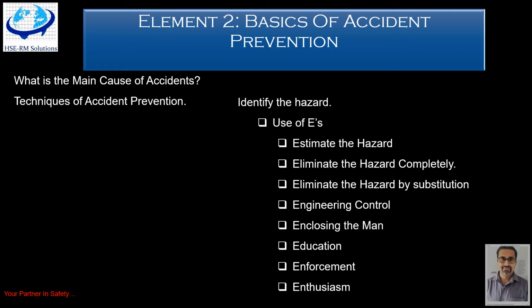If it is possible to eliminate the hazard completely, for example, if you have to do painting work, and the painting work is required up to say 20 feet of height, what you do is simply take a long pipe and put a roller brush over it. So you have completely eliminated work at height, by using the pipe as an extension of the brush. That is called completely eliminating the hazard.